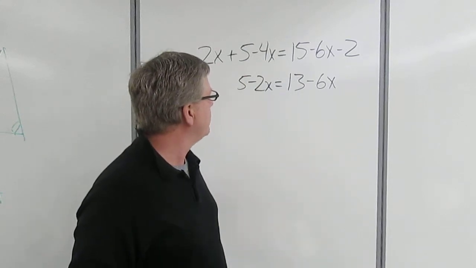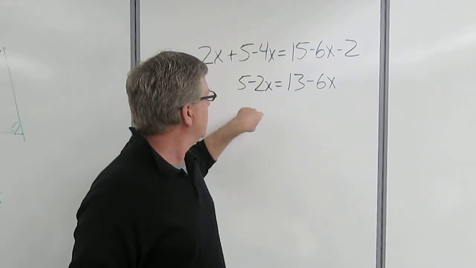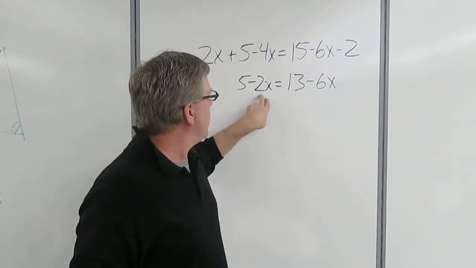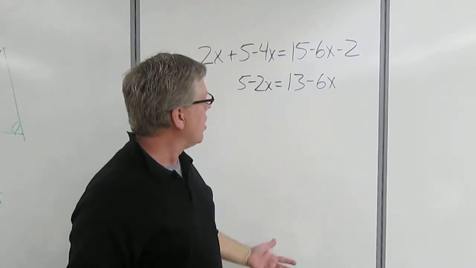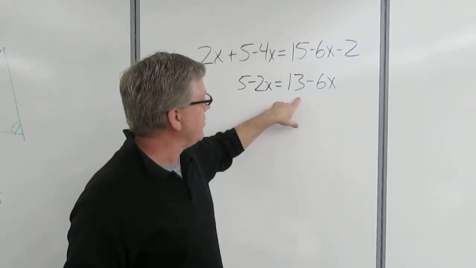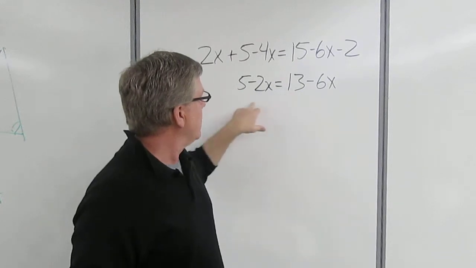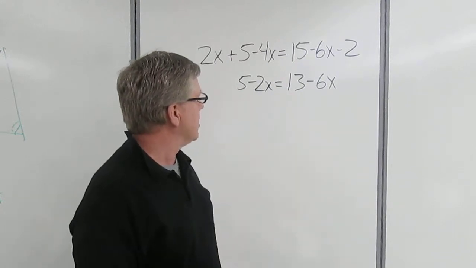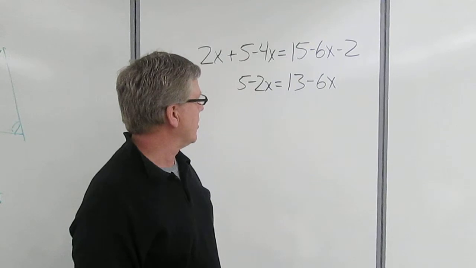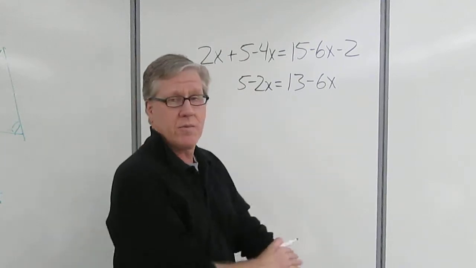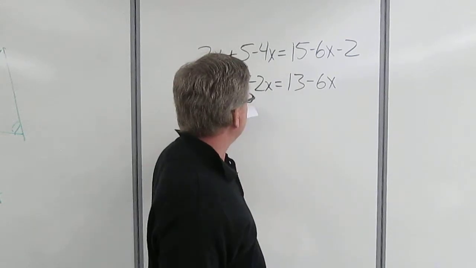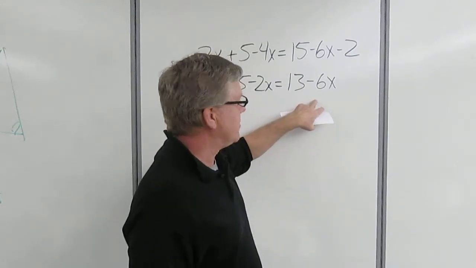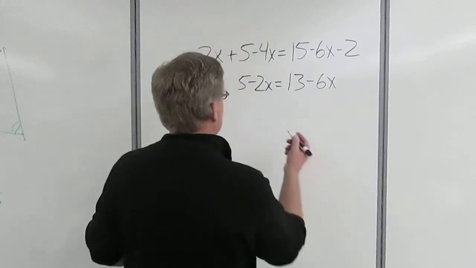So we'll leave negative 2x over here. Let's subtract 5 from here and put it over here. Or we could actually subtract 13 from here and 13 from here. So either way we do it, we're going to come up with the same answer because we're going to do the same thing on both sides. That's what works with an equation. If I subtract 5 here, I need to subtract 5 on this side also. So let's do it that way.